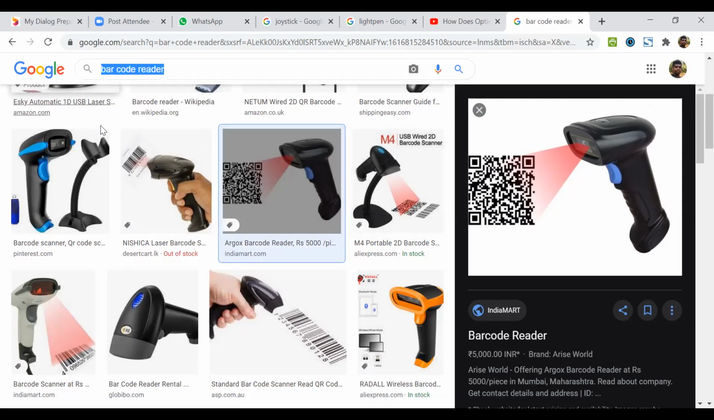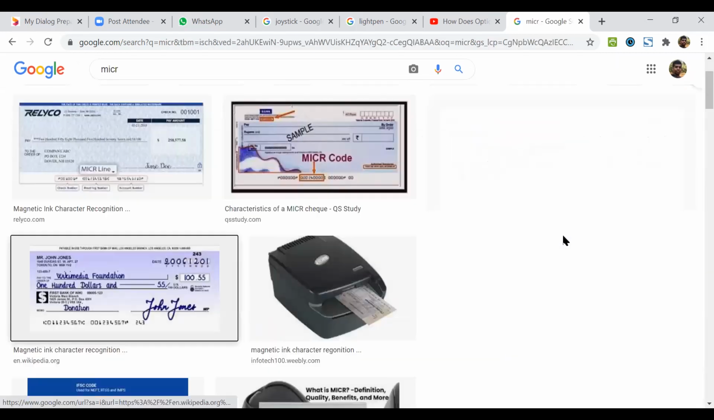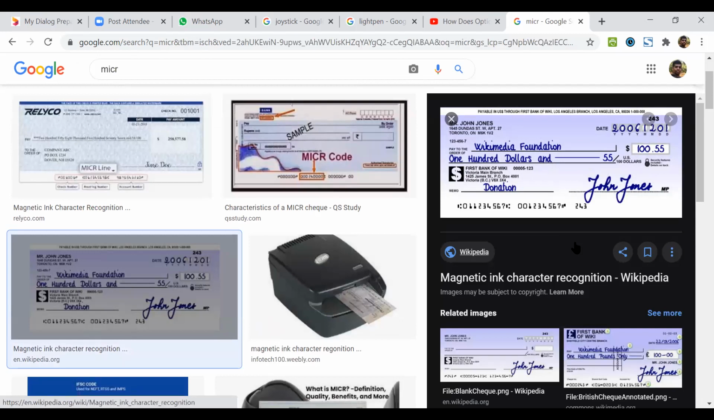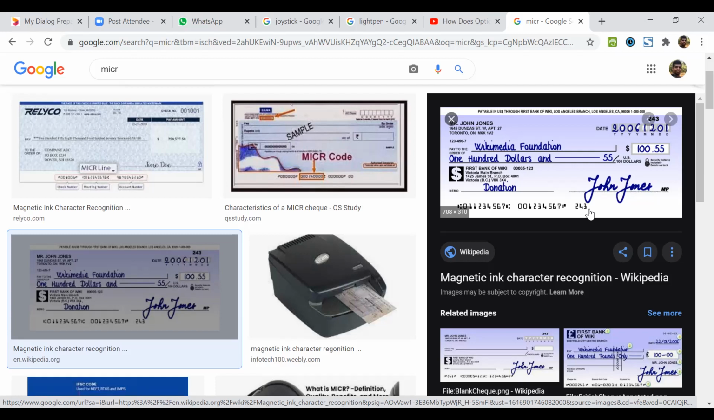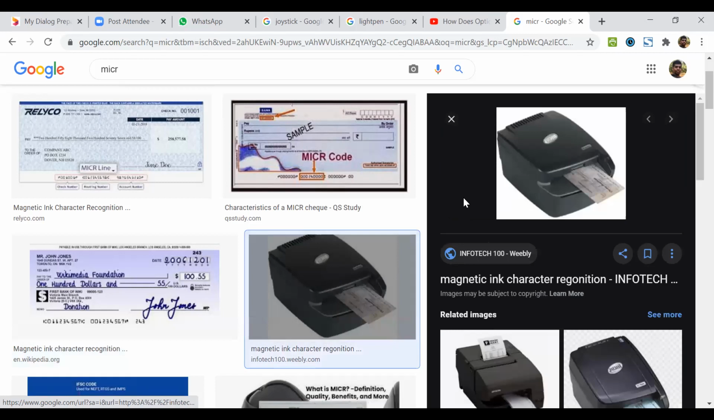Then MICR. It is about finance: when we exchange money, one form is that we use checks, right? Checks are a common method of payment between two parties. Now, there's a check number. You will see a number here that we call the check number, a unique number, which we can recognize using MICR, or magnetic ink character recognition.